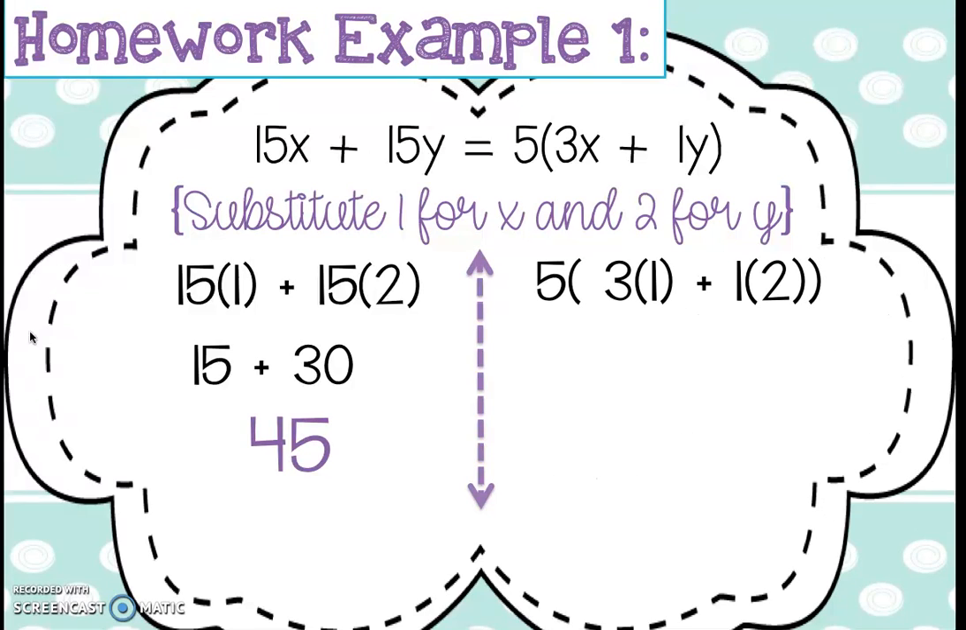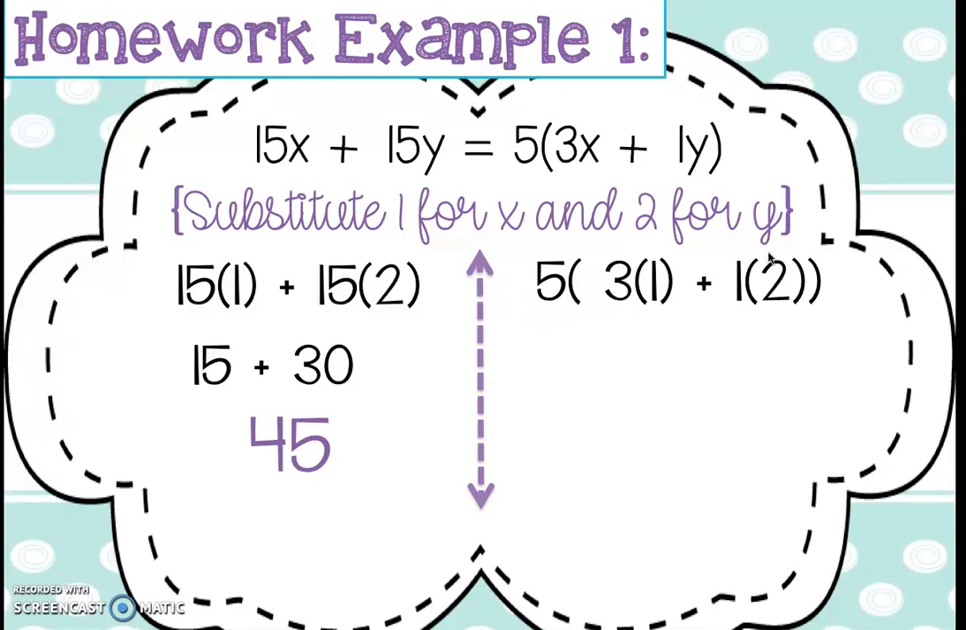So we're going to do our substitution. We started with 5 parentheses 3x plus 1y. We're going to substitute the 1 where we see the x and the 2 where we see the y. Remember that a coefficient right next to a variable means multiplication, and so our coefficient right next to a parentheses also means to multiply. Now we're going to use the order of operations to solve. Order of operations says to do the parentheses first, and within the parentheses we have multiplication and addition. So we're going to do that multiplication first.